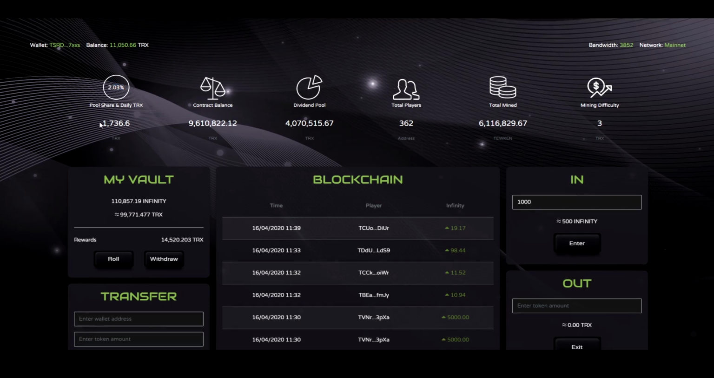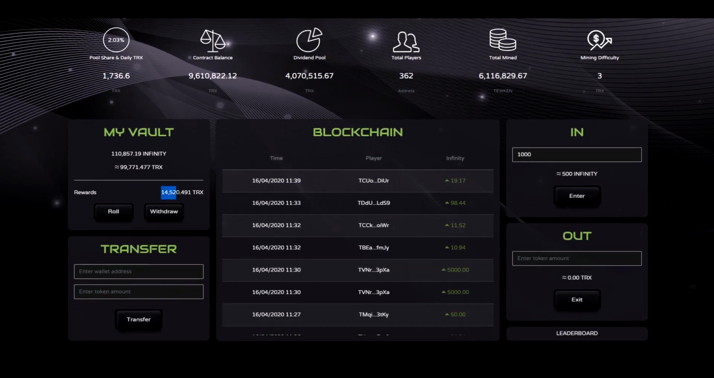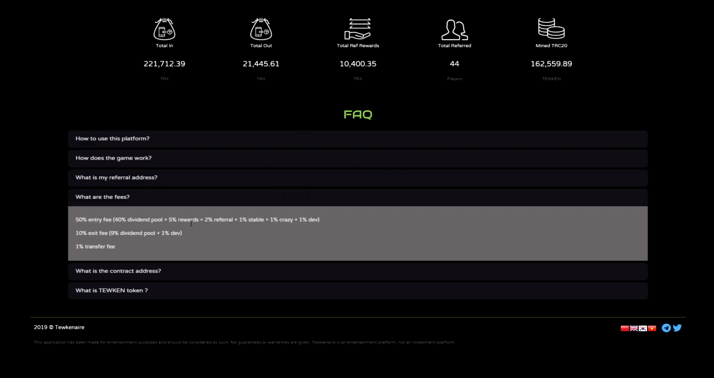This 2% is dripped every second. And over the span of 24 hours, this is how much I would earn. But if you notice, I have a lot more than that in my rewards. That is because of the 5% rewards.